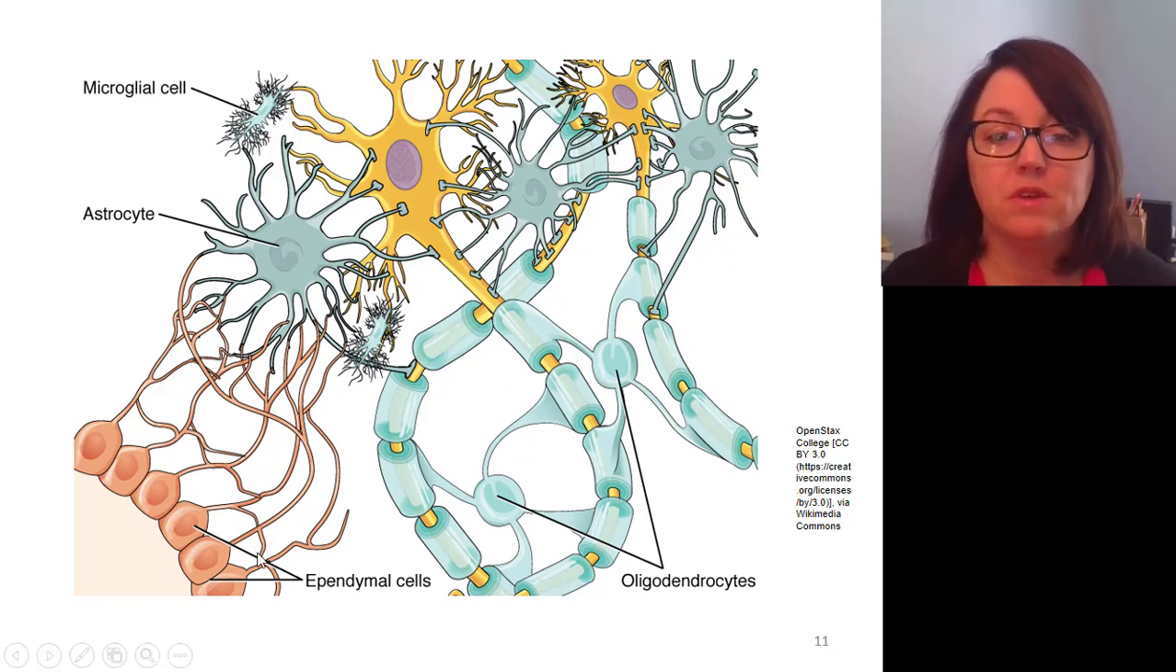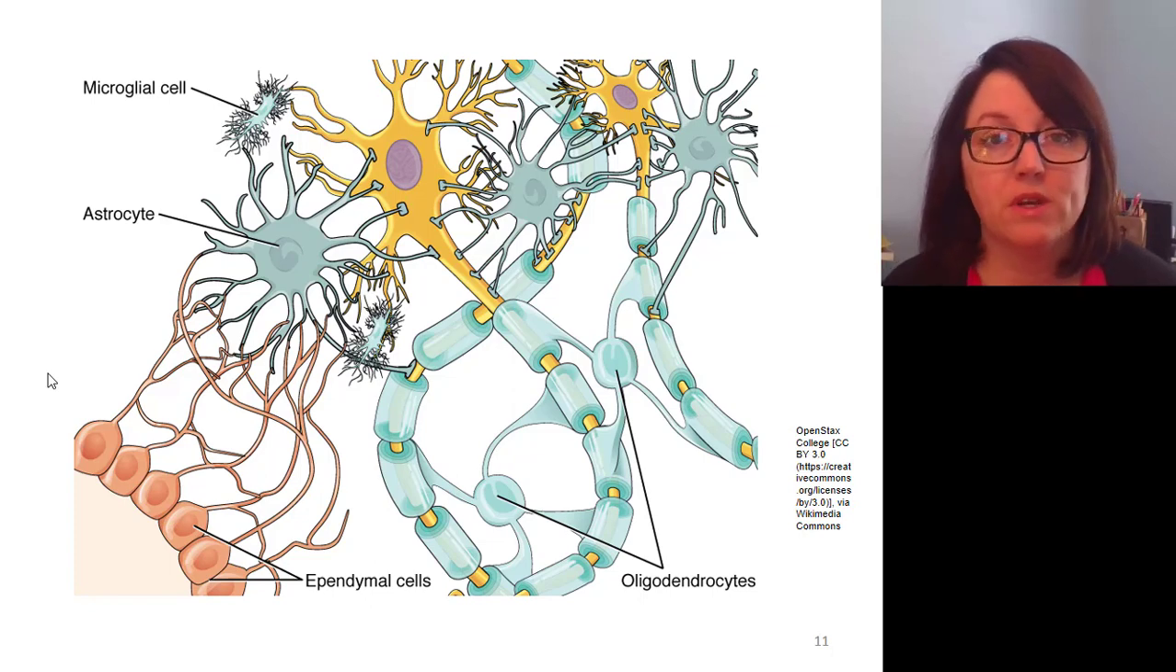Ependymal cells, which we see down here, are important for helping to form a fluid found inside your brain and spinal cord called the cerebral spinal fluid, or CSF. So ependymal cells help to produce this cerebral spinal fluid.